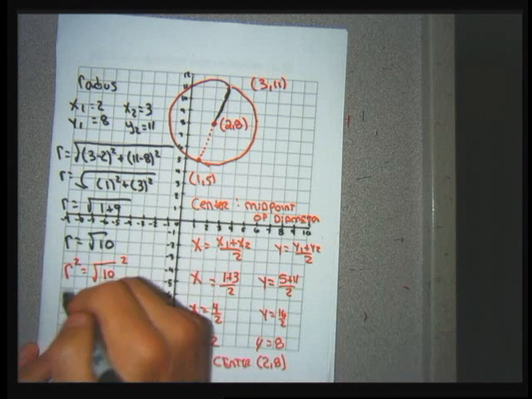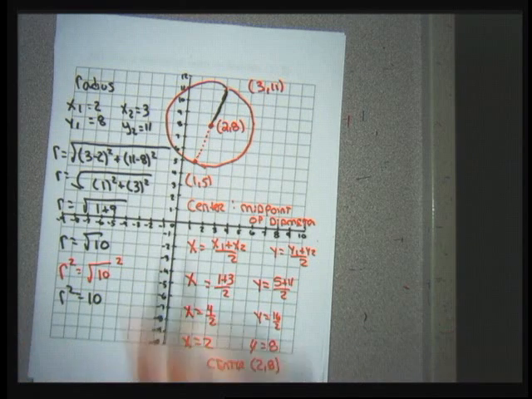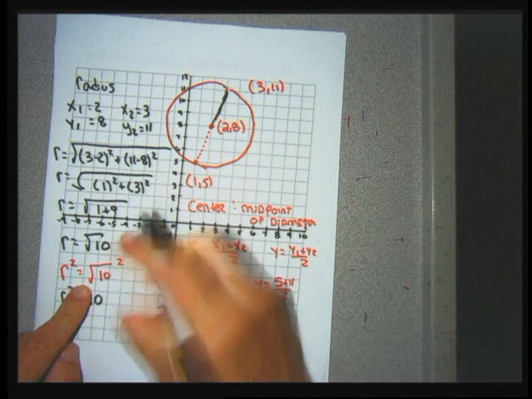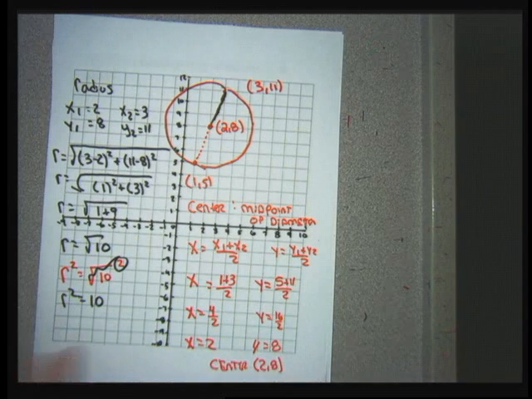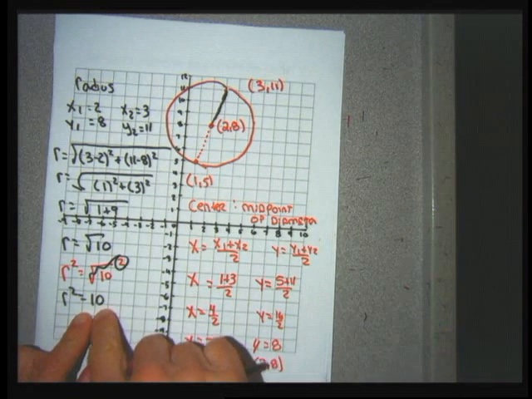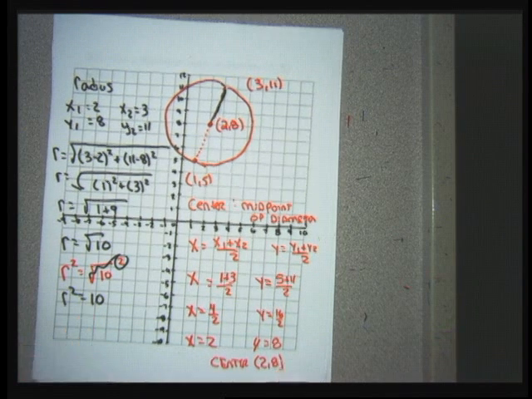Squaring a square root, you just drop the square root symbol. Radius squared is going to be 10, because this squaring cancels out that square root. So into my formula, I'm going to put 10 in for the radius squared. I'm going to plug 2 in for the h and 8 in for the k.